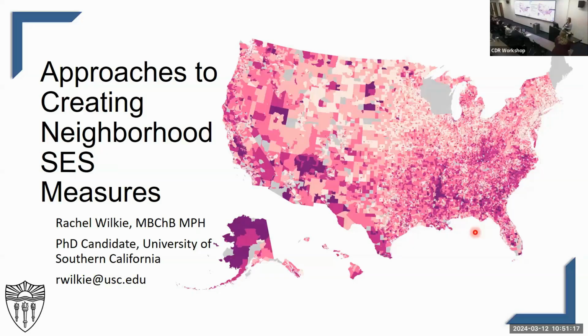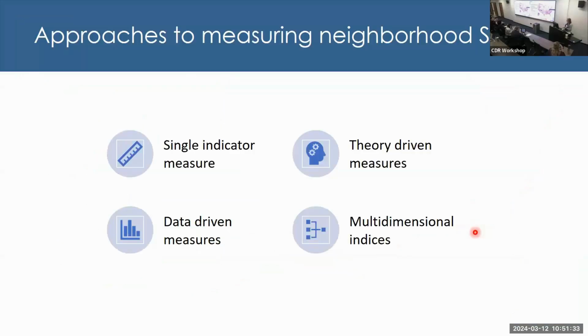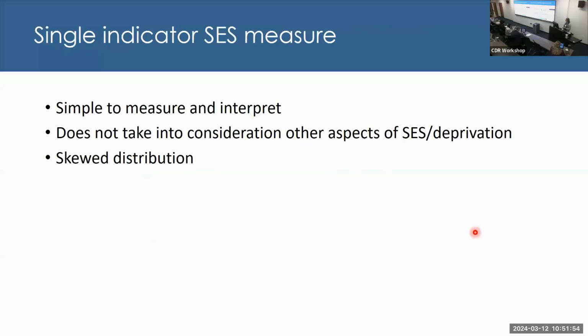I'll try to use this because I'm not sure how loud my voice is. So yes, I'm Rachel. I'm a PhD candidate in the Population Health and Place program. This is a short presentation about constructing and using neighborhood SES measures. I'm going to go over 4 different approaches to measuring neighborhood socioeconomic status, mostly focusing on deprivation, but as we'll see in the third section, we'll look at affluence as well. Starting from the most simple way to measure neighborhood socioeconomic status, down to the more complicated way.